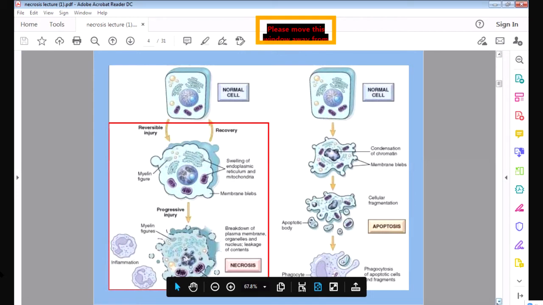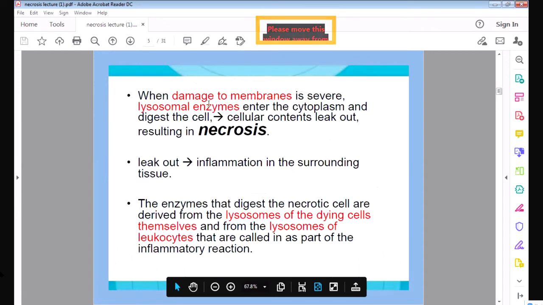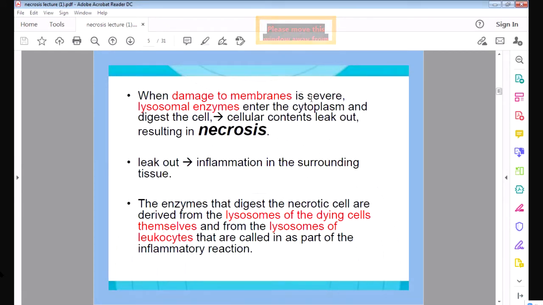So you understood necrosis. You can see the cell is swelling inside. Finally, the cell is breaking. All the organelles are coming out, and it will be digested by the inflammatory cells. Now, see, whenever there is necrosis, there is damage to the membrane. The damage to the membrane is so severe that the cell will rupture. The lysosomal enzyme from the phagocytes, the inflammatory cells, will enter the cytoplasm, and it will digest the cell.